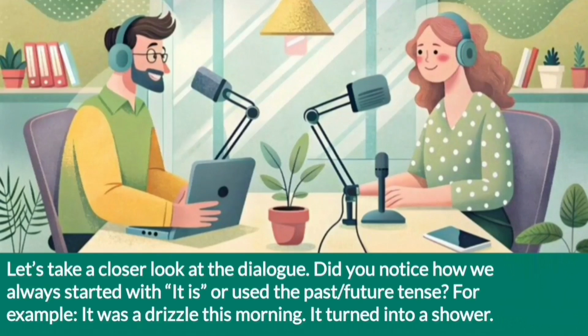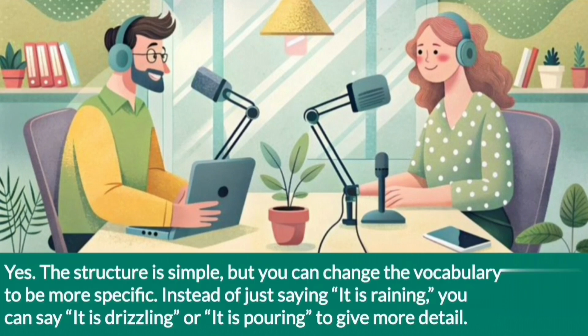Let's take a closer look at the dialogue. Did you notice how we always started with it is, or used the past or future tense? For example, it was a drizzle this morning. It turned into a shower. Yes, the structure is simple, but you can change the vocabulary to be more specific. Instead of just saying it is raining, you can say it is drizzling or it is pouring to give more detail.